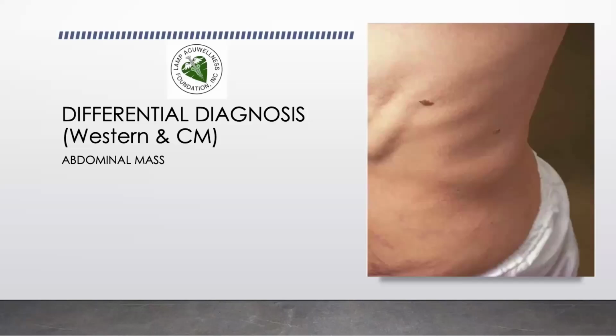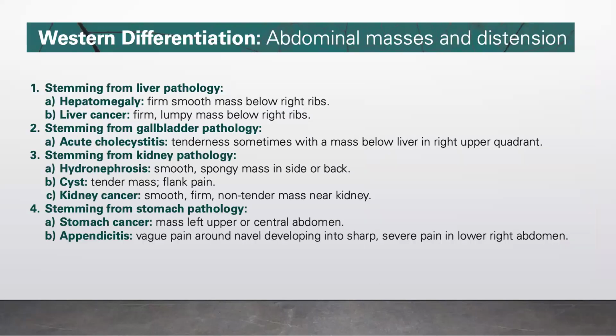Let's go to differential diagnosis, Western and TCM. The topic is abdominal mass. Western differentiation of abdominal masses and distension. Number one is stemming from liver pathology. Hepatomegaly, it's a smooth mass below the right ribs. And there's also liver cancer, which is a firm, lumpy mass below the right ribs.